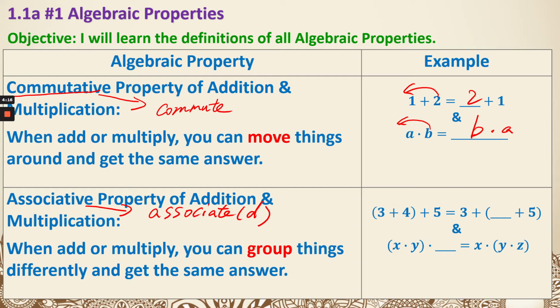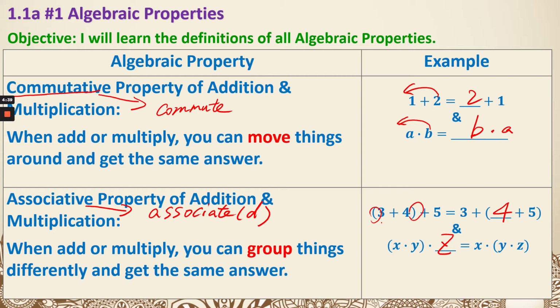So let's see the example. 3, 4, 5, I can group 3 and 4 together, group things together using parentheses in math. I can also group the 4 and 5 together. They will give me the same result. Or when we multiply, I can either put the x and y together inside parentheses and leave a z outside, or I can put the y and z together, leave the x in the front.